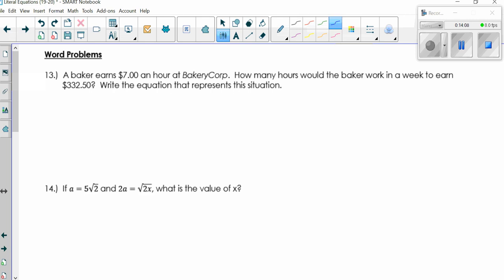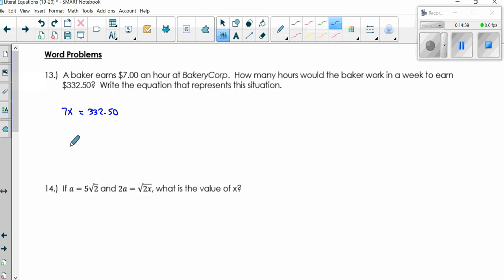Okay. It says a baker earned $7 an hour at Bakery Corp. How many hours would the baker work in a week to earn $332.50? Write the equation that represents the situation. So to write the equation, we would say something like $7 an hour means $7 times some amount of hours equals $332.50. So that would be the equation that models the situation.